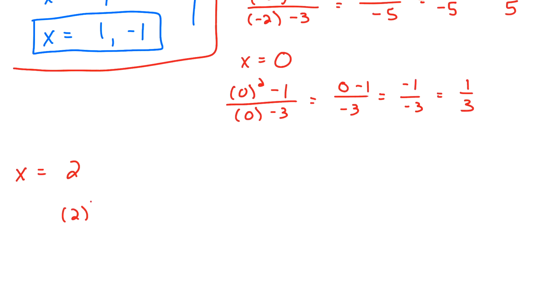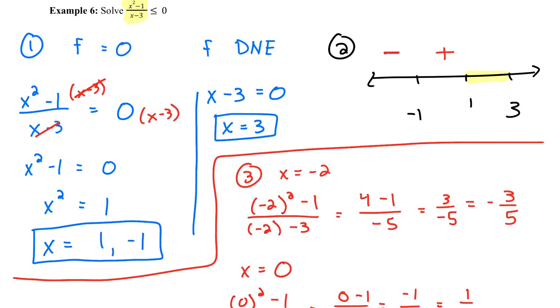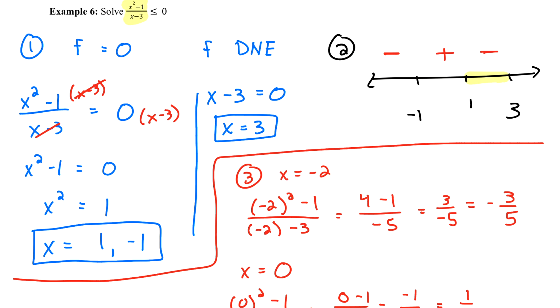So this will be 2 squared minus 1 over 2 minus 3. Here, 2 squared will be 4, minus 1 over 2 minus 3. That's negative 1. Here, let's see, 4 minus 1, I have 3 divided by negative 1. That should give me negative 3. So, okay, it's negative. So I'm going to go ahead and put a little negative sign above that interval. And we've got one more interval to work with.